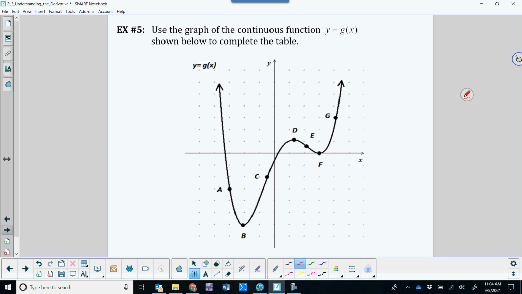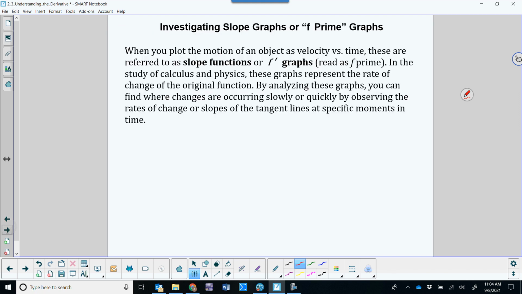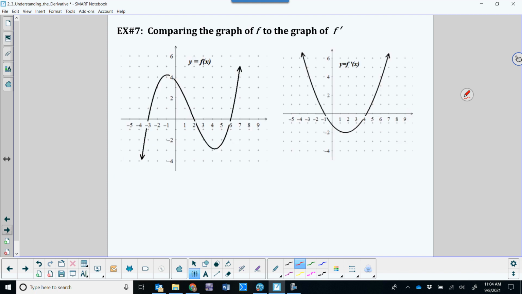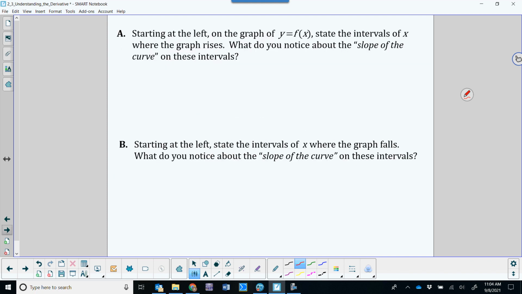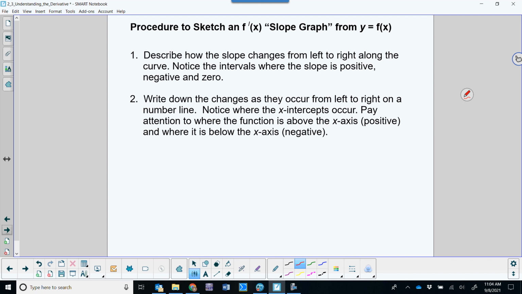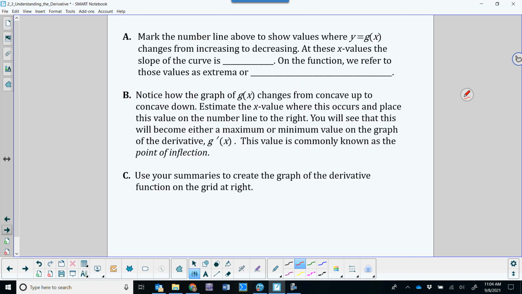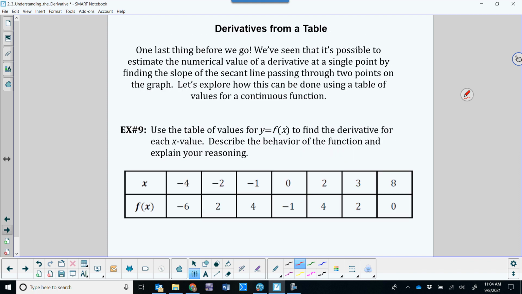Okay, so we're going to do the rest of this in class. We have a lot of drawing things to do, so we're going to draw those together. We're actually going to do the last example, which is derivatives from a table, and we're going to look at that. But we're going to do the rest of these drawing ones together. And so you just need to go to the last page on the very back where it says derivatives from a table.